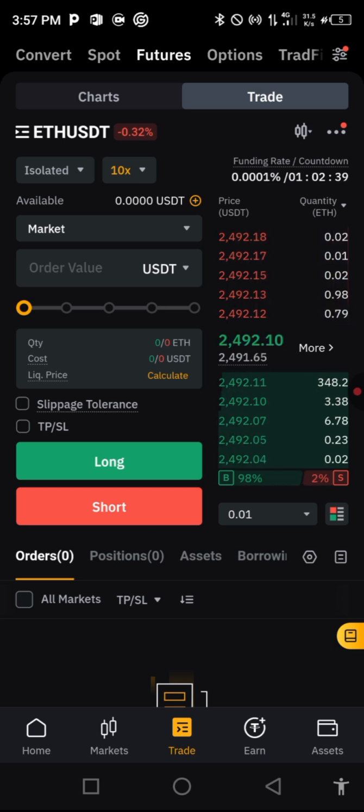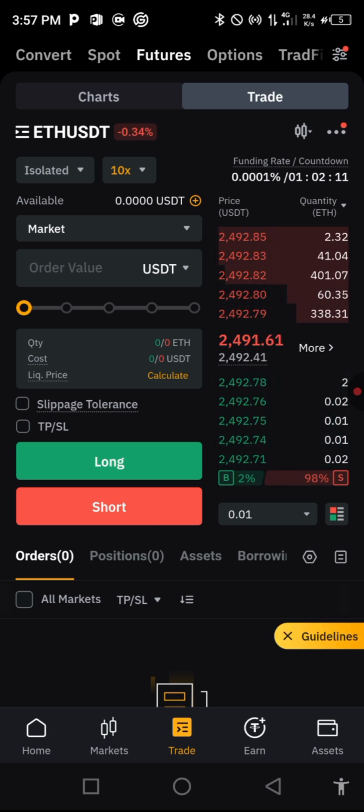Oh, there's something I need to do. I need to transfer money to this wallet, so let me quickly do that. Before you can actually start trading, you have to make sure you have money in your wallet. If you look at my wallet, I don't have any money here. So let me move money from my funding wallet to my unified trading wallet right away, so that I can also show you how this is done.